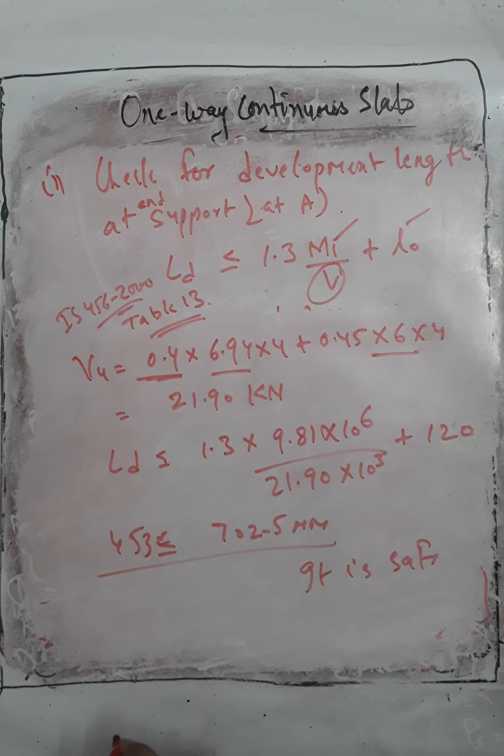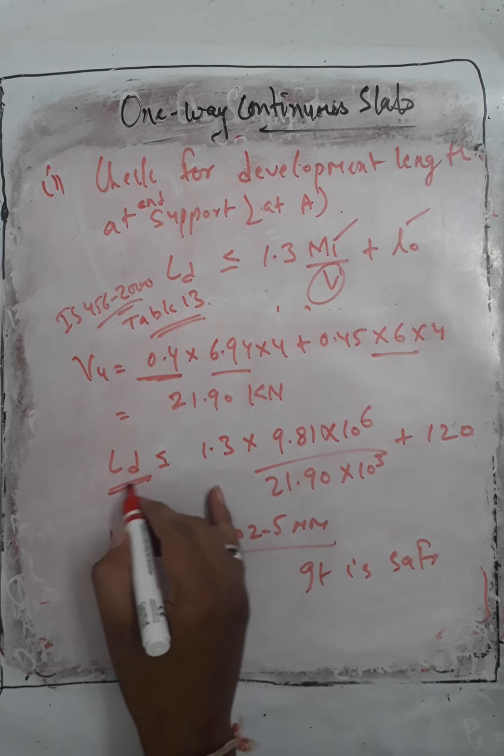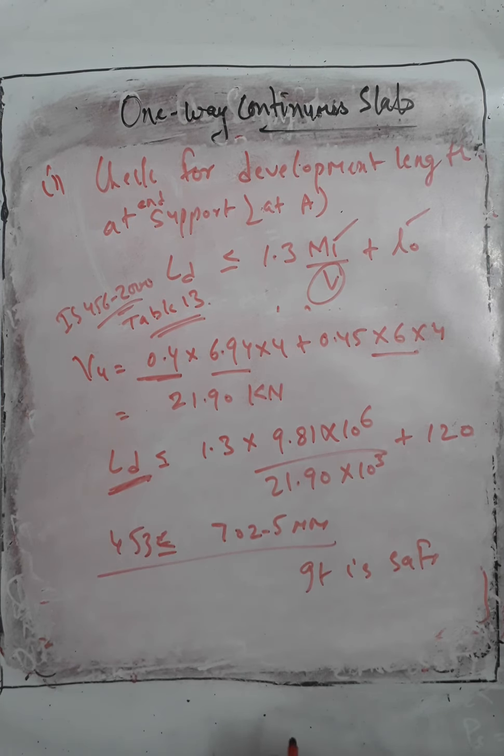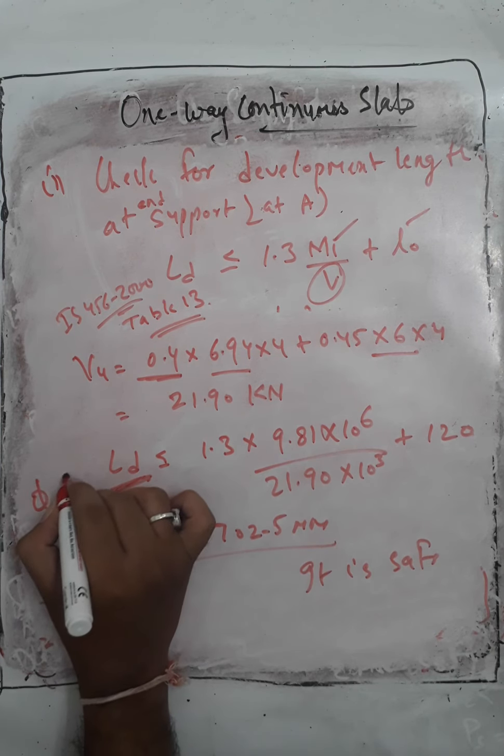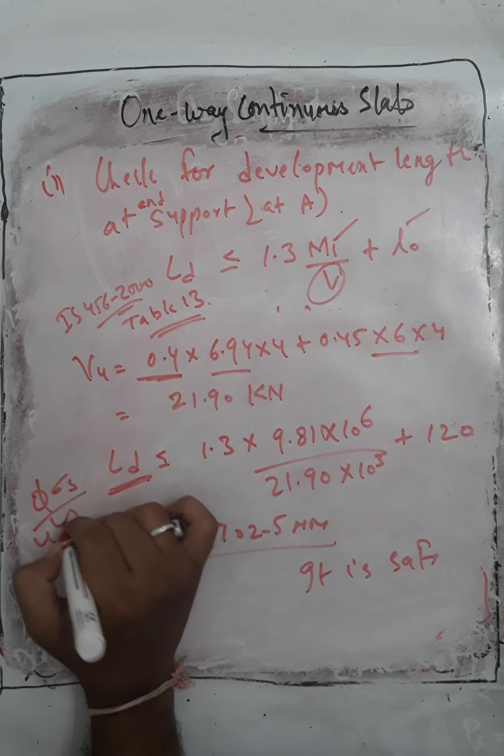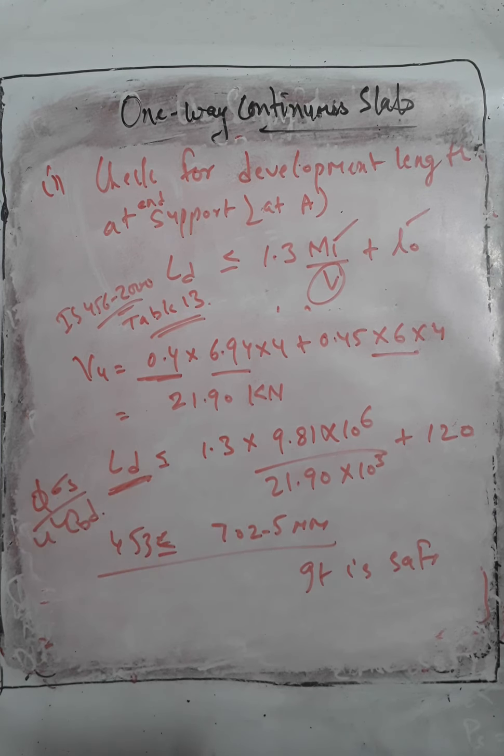And you know the formula. This formula we already discussed in our previous lecture, so you use that formula and find the value of LD. Here I write the formula also, phi sigma s upon 4 tau BD. With the help of this formula you will find the value of LD and check whether it is safe or not. So this is the check for development length done.